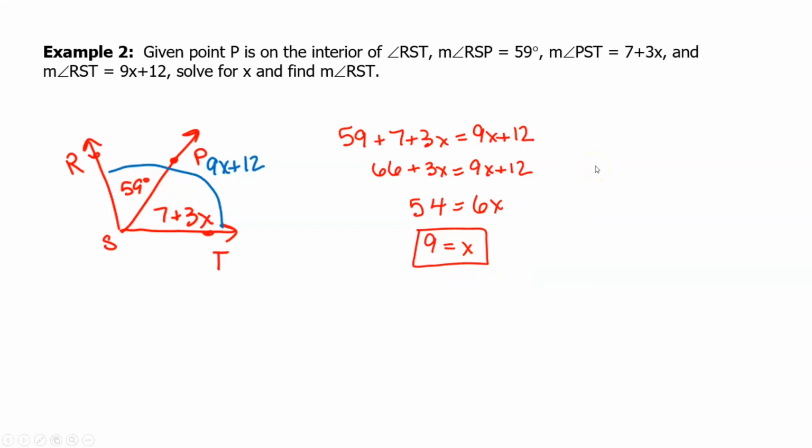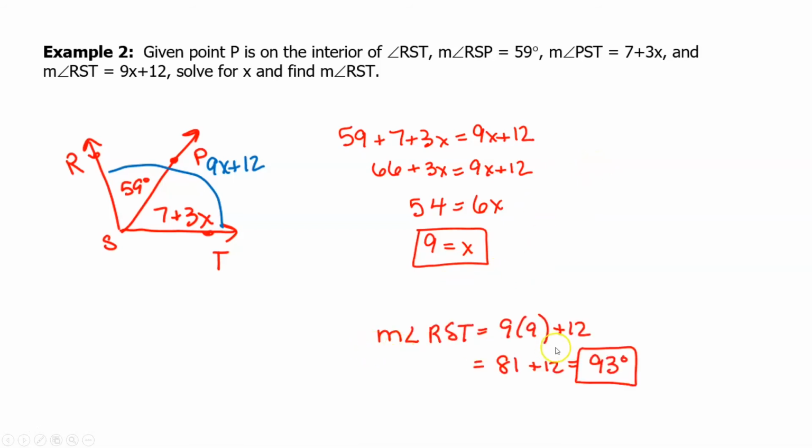Once you find the value of x, then you can plug it back into the expression for RST, and you should have gotten 93 degrees. So if you did, great job. If you didn't, hopefully you understand it now.